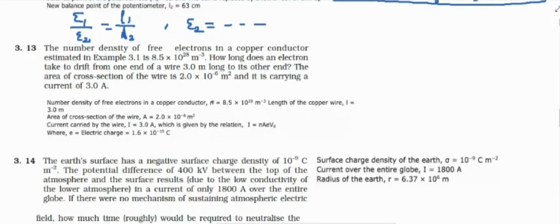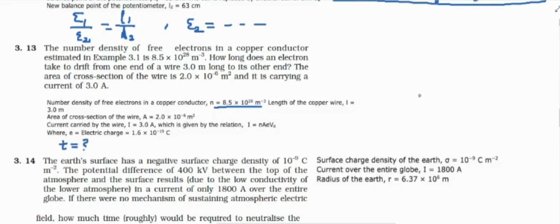The number density of free electrons in a copper conductor is 8.5 into 10 power 28 per meter cube. Number density means it is n, number of electrons per unit volume. Length of the wire is given, area is given, current is given. Now you are asked to find how long does an electron take to drift from one end to the other end, which means you need to calculate the time taken by the electron.